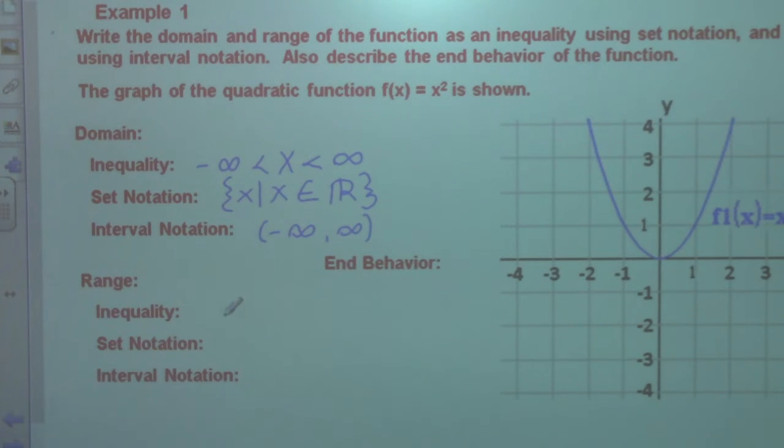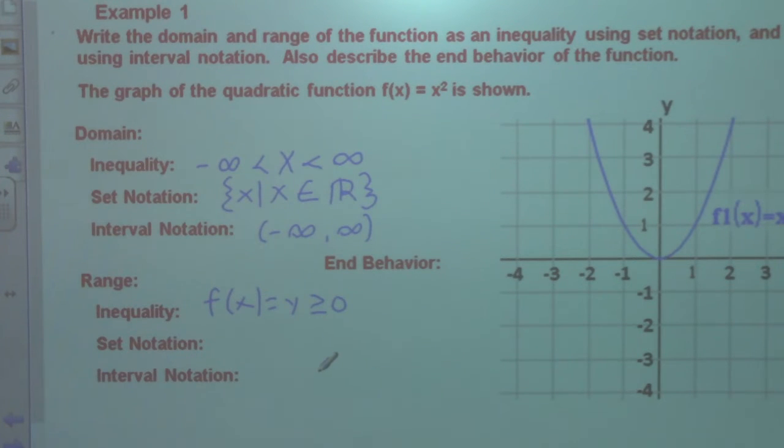Okay, and then our range, is our range going to be the same as the domain? No, probably not, right? Let's go ahead and look at it. The graph starts at 0. So inequality notation for the range is going to be what? Yeah, y is going to be greater than or equal to 0. And in set notation, it's going to be, oops, I made a mistake, didn't I? What am I supposed to say here? f of x equals y is greater than or equal to 0.